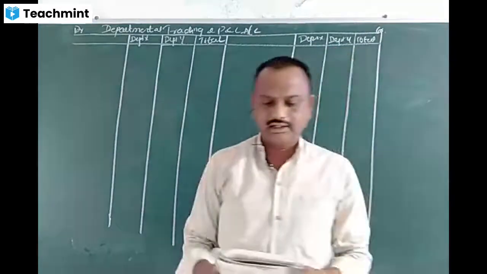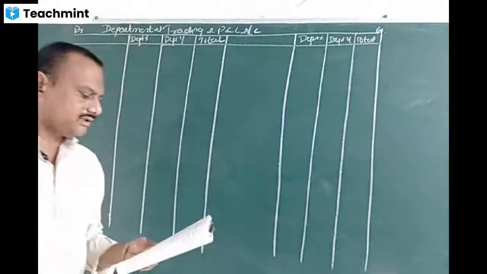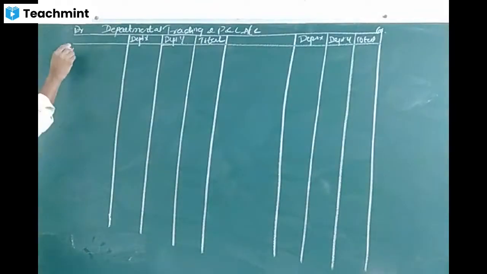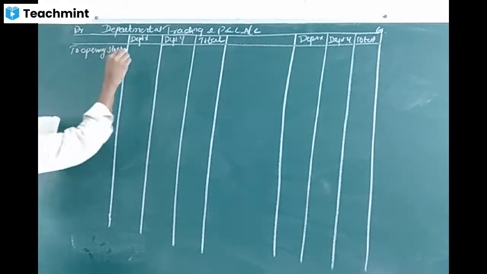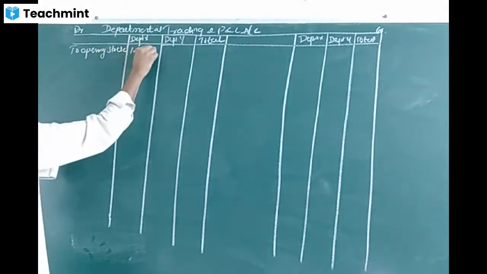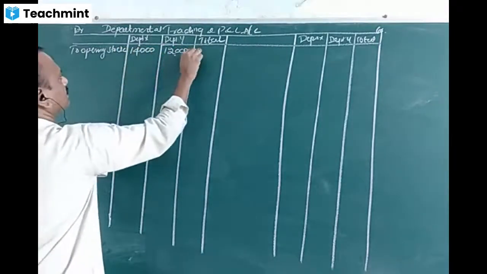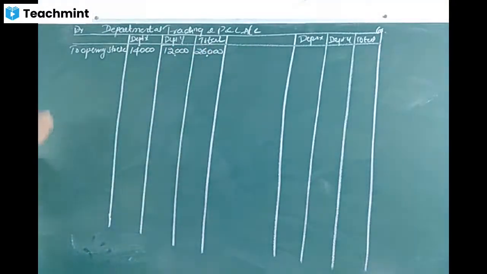Departmental trading and profit and loss account. Here we start with opening stock, that is 14,000 and 12,000, total 26,000. After that we have purchase, debit the purchase.